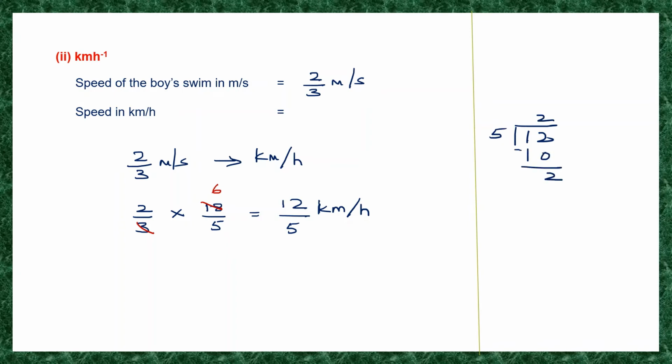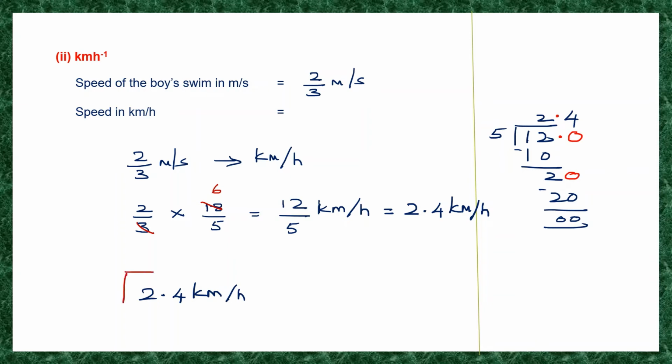I'm going to carry on with my division and put a point here. Carry that point up. Now I can put a 0. I'll bring that 0 down. Now my number is 20. 5 4s are 20. So I've got my answer as 2.4. So this will be 2.4 kilometers per hour. So we found the speed of the boy's swim in meters per second as 2 by 3 meters per second, and in kilometers per hour it is 2.4 kilometers per hour. So this is our final answer here.